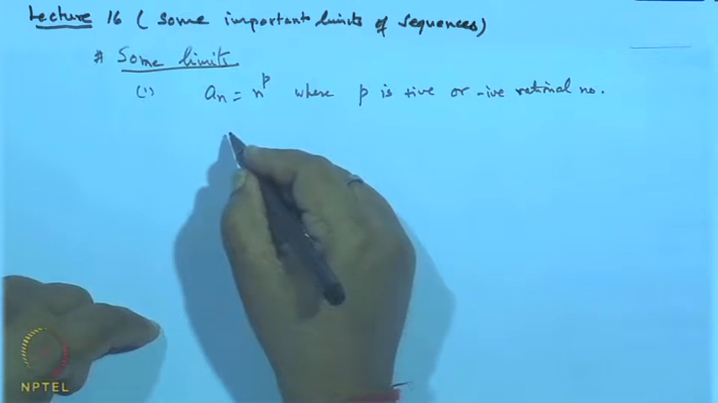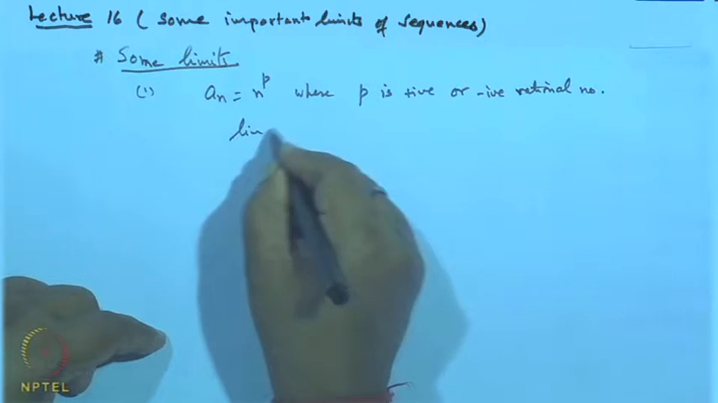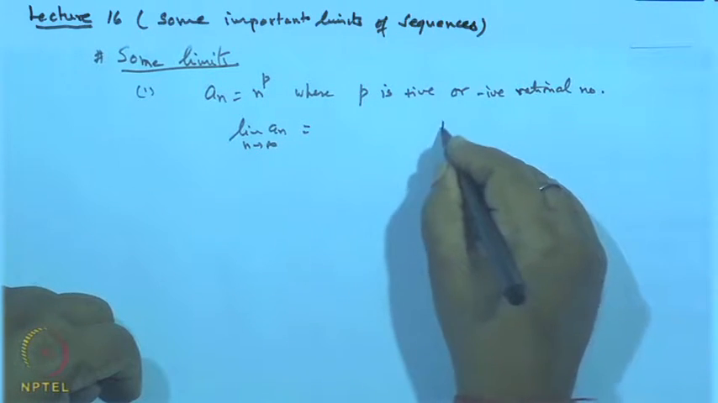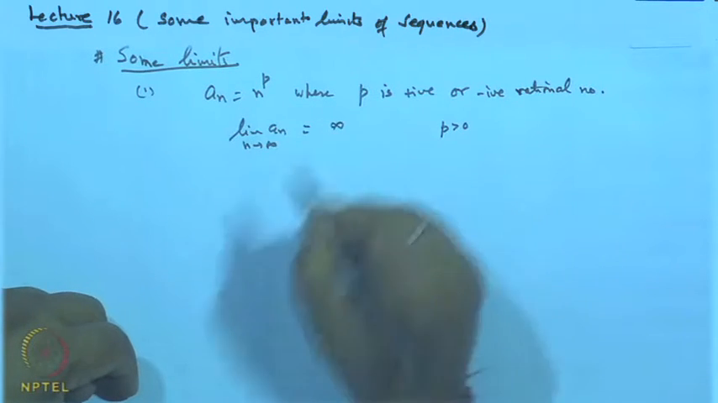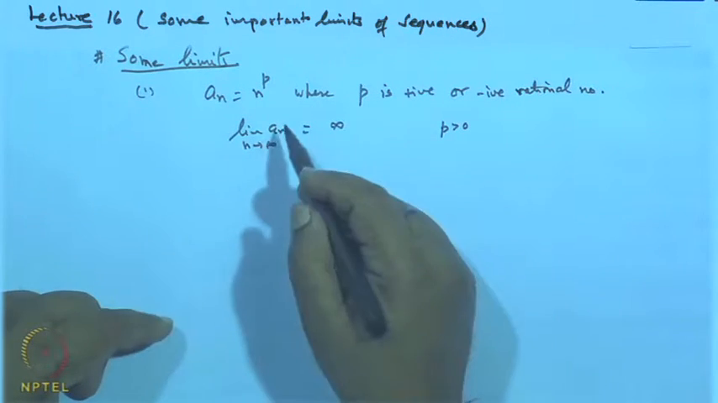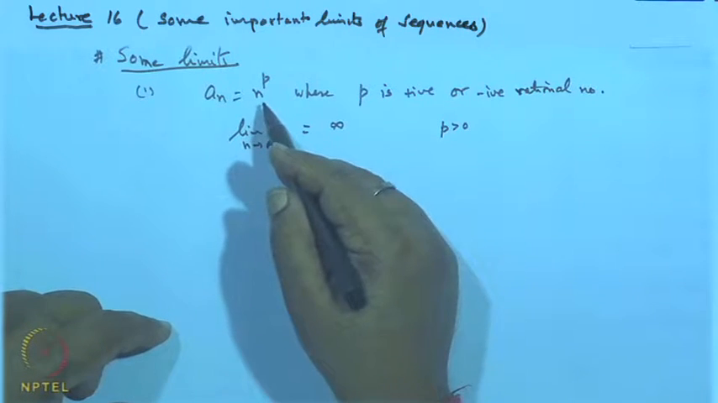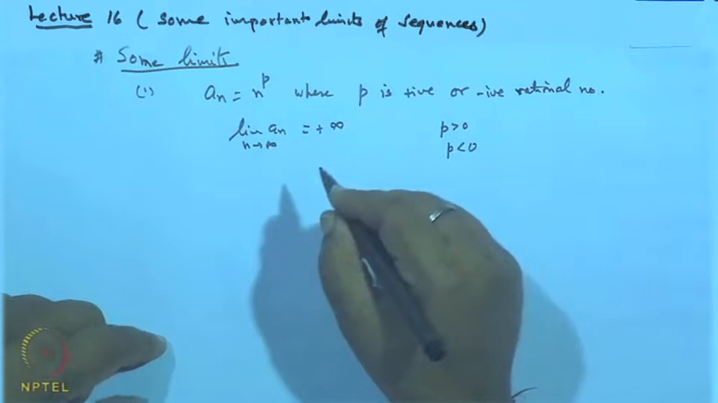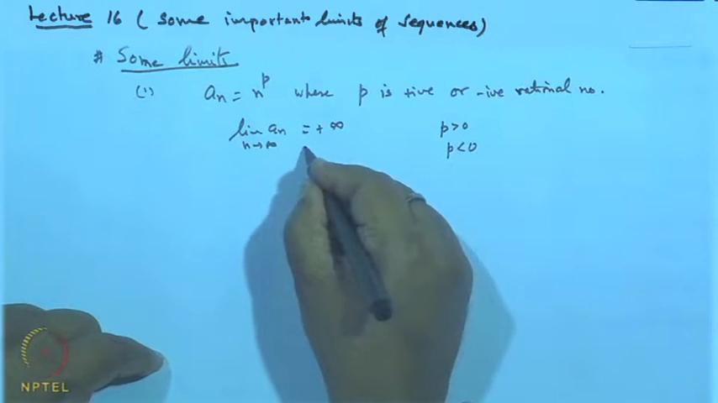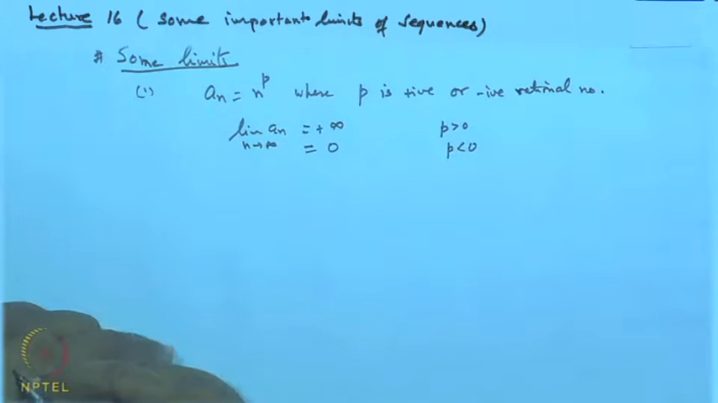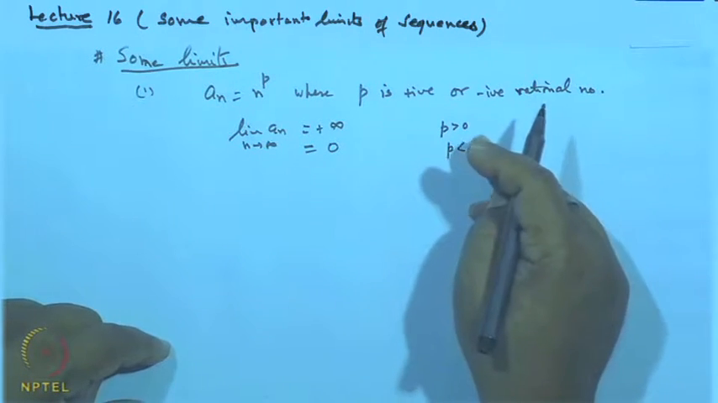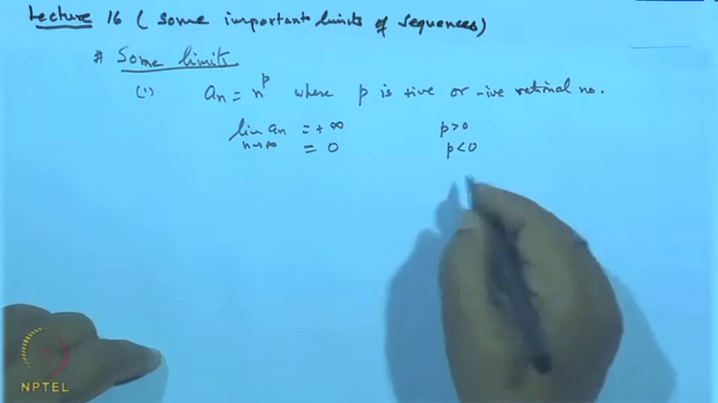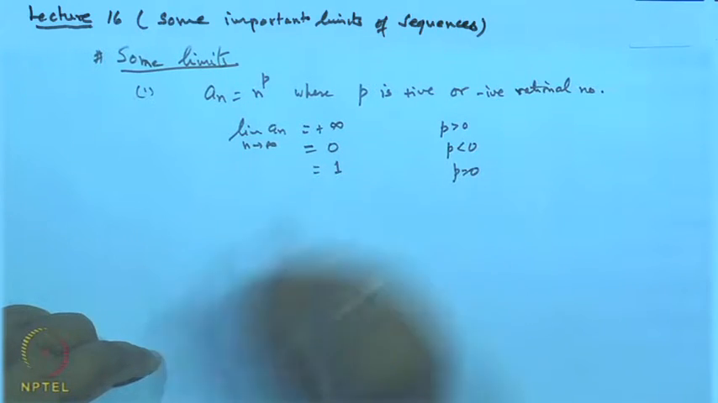Then the limit of this sequence a_n as n tends to infinity will be, if p is positive, plus infinity, is it not? That is because as n increases, it is an unbounded sequence, and so it is plus infinity. When p is negative, the limit will come out to be 0. When p is 0, the limit will come out to be 1.